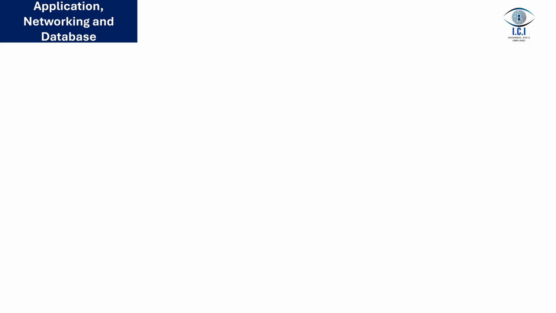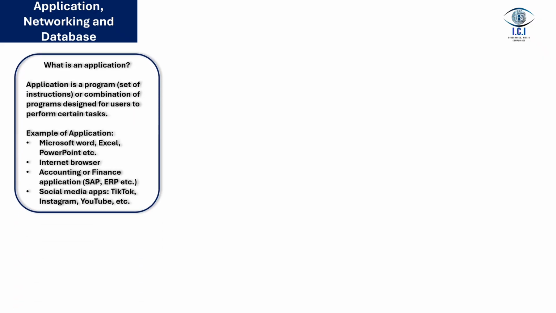Application, networking, and database. We are going to treat these, and first we'll treat application. So what is an application? An application is a program. A program is a set of instructions, or a combination of sets of instructions, designed for users to perform certain tasks. That is basically what an application is. An application is a subset of software. Software is a general name for applications, programs, and even the operating system.